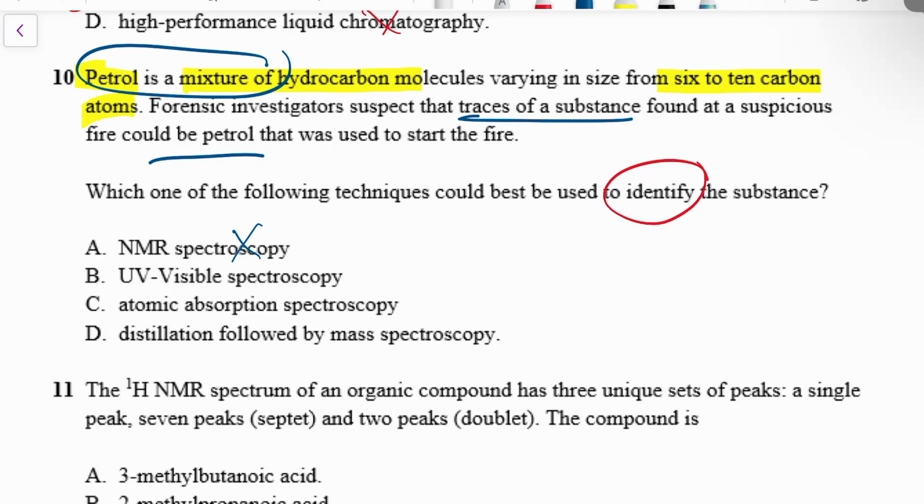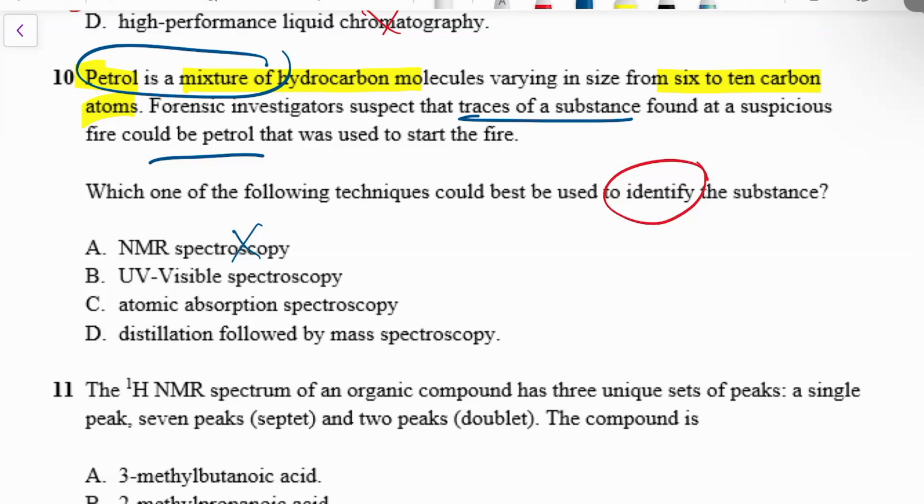Yes. The visible part of UV-vis aligns with colorimetry, which uses only visible light. So for the visible part you would need a colored solution, just like colorimetry, but there is a UV component here, so you don't need it to be colored. From that perspective, it seems like you can use it to identify petrol, because it's not a distinct color.